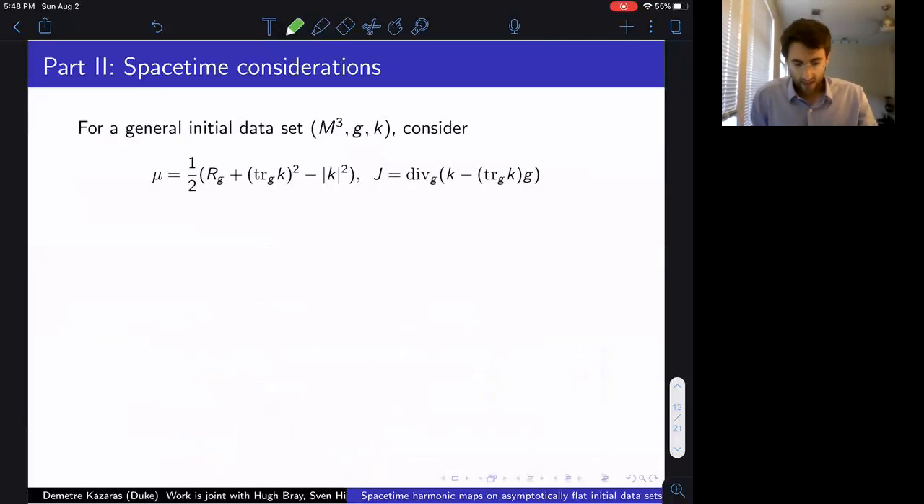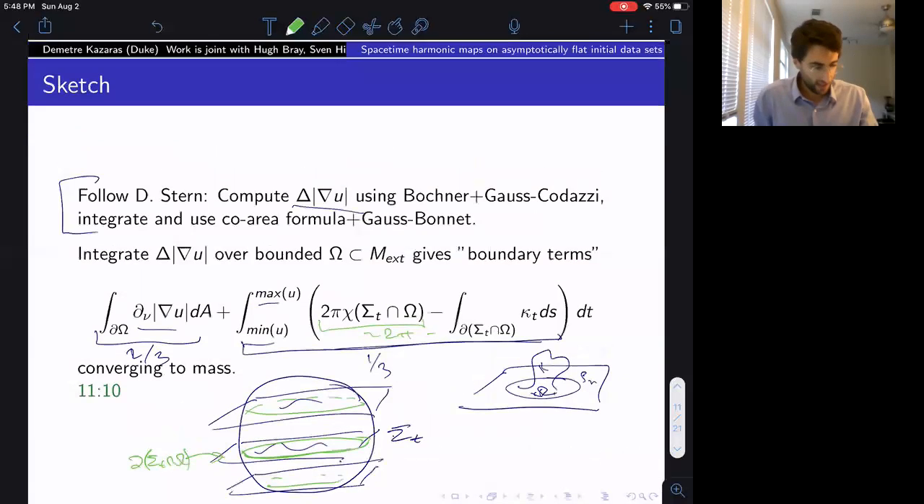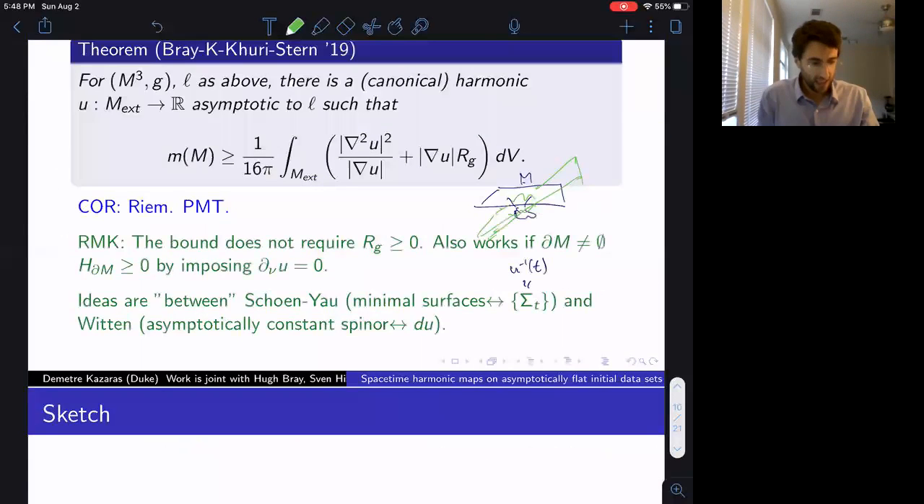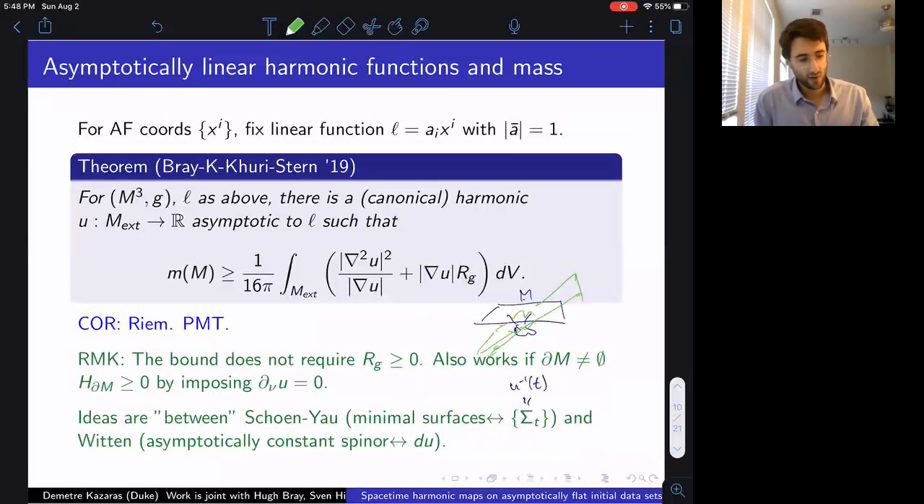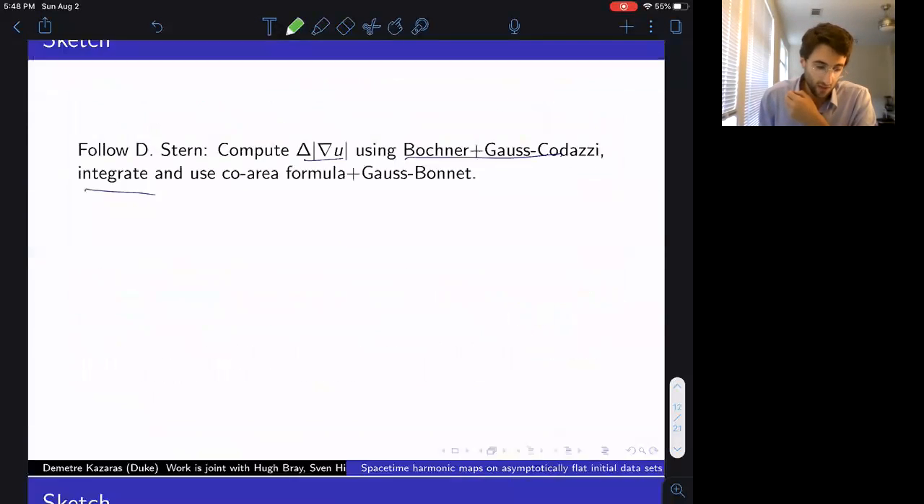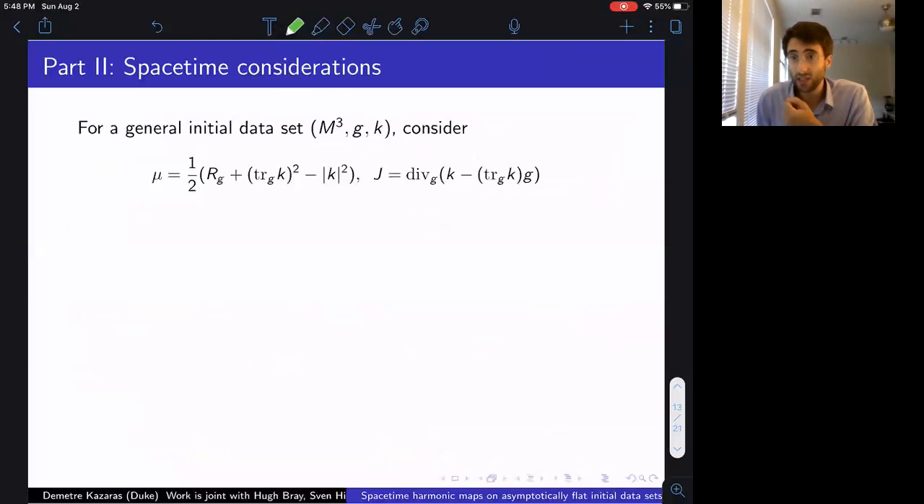Okay. So that is the next kind of explanation of this theorem for this time symmetric setting that we did with Bray, Curie, and Stern. Okay, so this is interesting, but what is the real goal from the perspective that we started with?